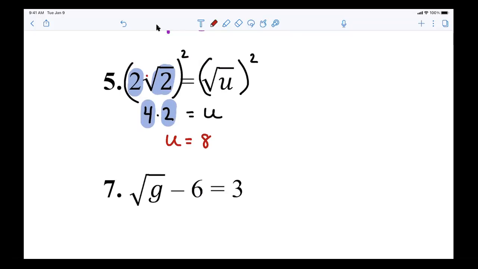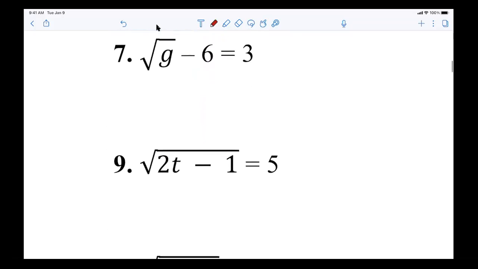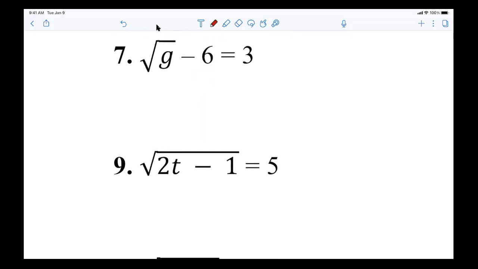All right, let's try number 7 now. Now, we always first have to isolate the square root. Isolate the square root. What does that mean? That means this minus 6 is in the way. So how do I get rid of minus 6? You just add 6. Now you don't have to write that. You're just going to say the square root of g is equal to what? 9. The square root of g is equal to 9.